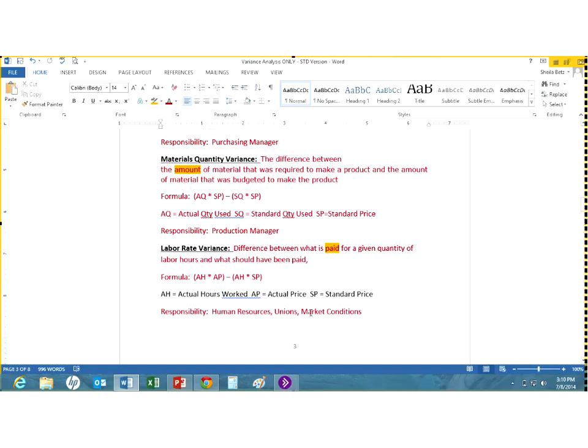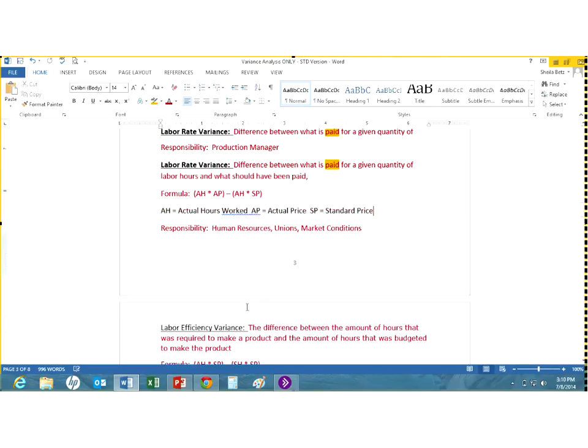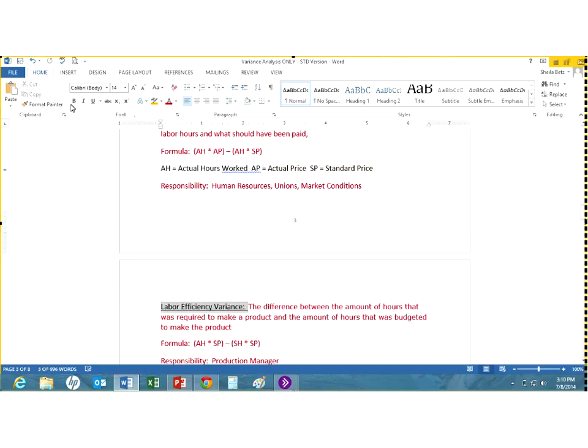It could also be blamed on unions, if you have a union and maybe a new contract put into effect, market conditions, etc.